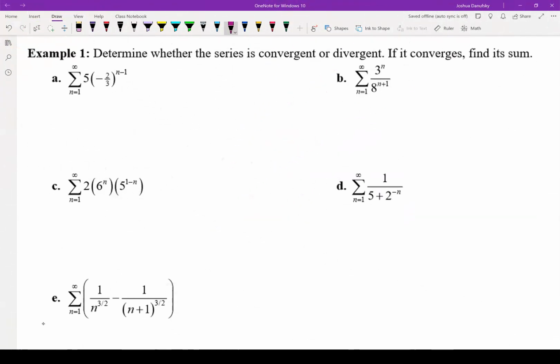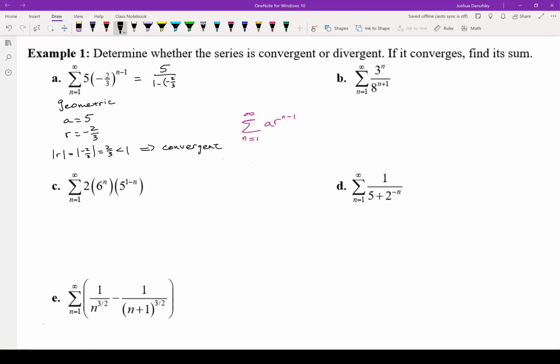So part A is a geometric series that's already in this form. A is equal to 5. R is equal to negative 2/3. And since the absolute value of r is less than 1, this geometric series is convergent. So that means we can find the sum by taking our first term A over 1 minus the common ratio.